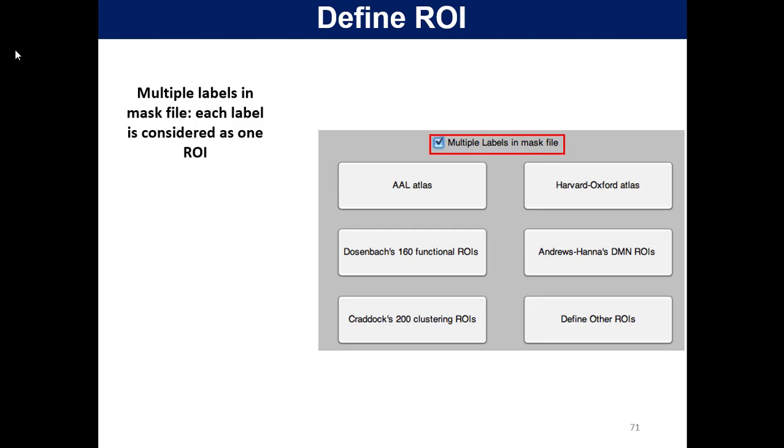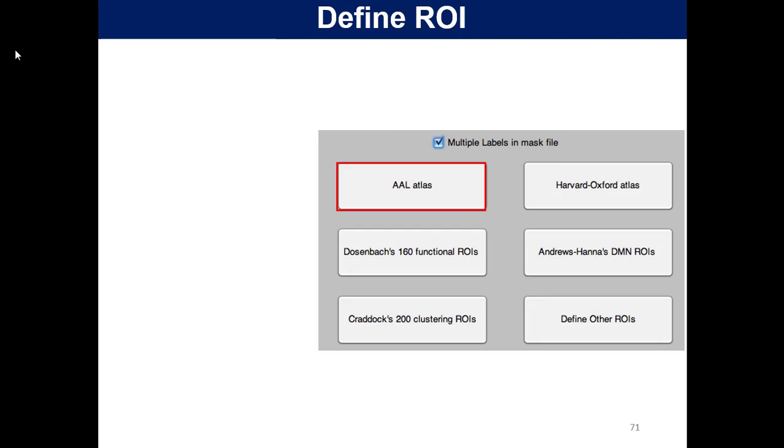But usually you will need to click this one because, for example, the AAL file, the different regions have different numbers, and then it can extract all the signals. And the AAL atlas, Harvard-Oxford atlas, Dosenbach's 160 ROIs, and Anguang Hanna DMN ROIs, Craddock 200 clustering ROIs. But most importantly is different other ROIs.